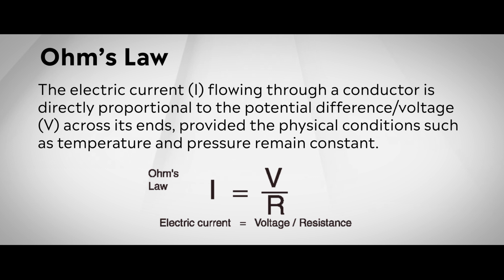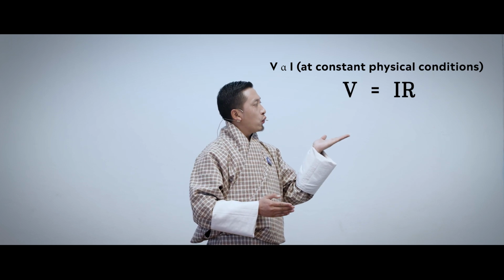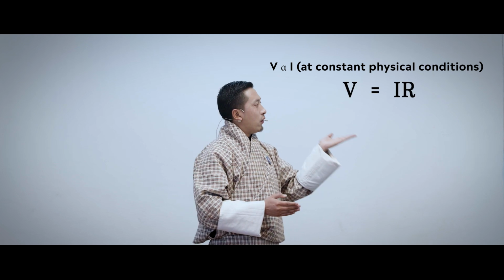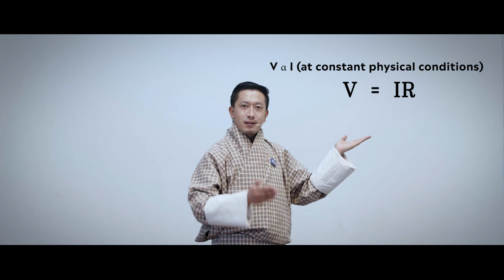I'll repeat it once again. The current flowing through a conductor is directly proportional to the potential difference applied across its ends, provided the physical conditions like temperature and pressure remain constant. So, as you can see clearly here, V is directly proportional to I. Voltage or potential difference is directly proportional to current, right?